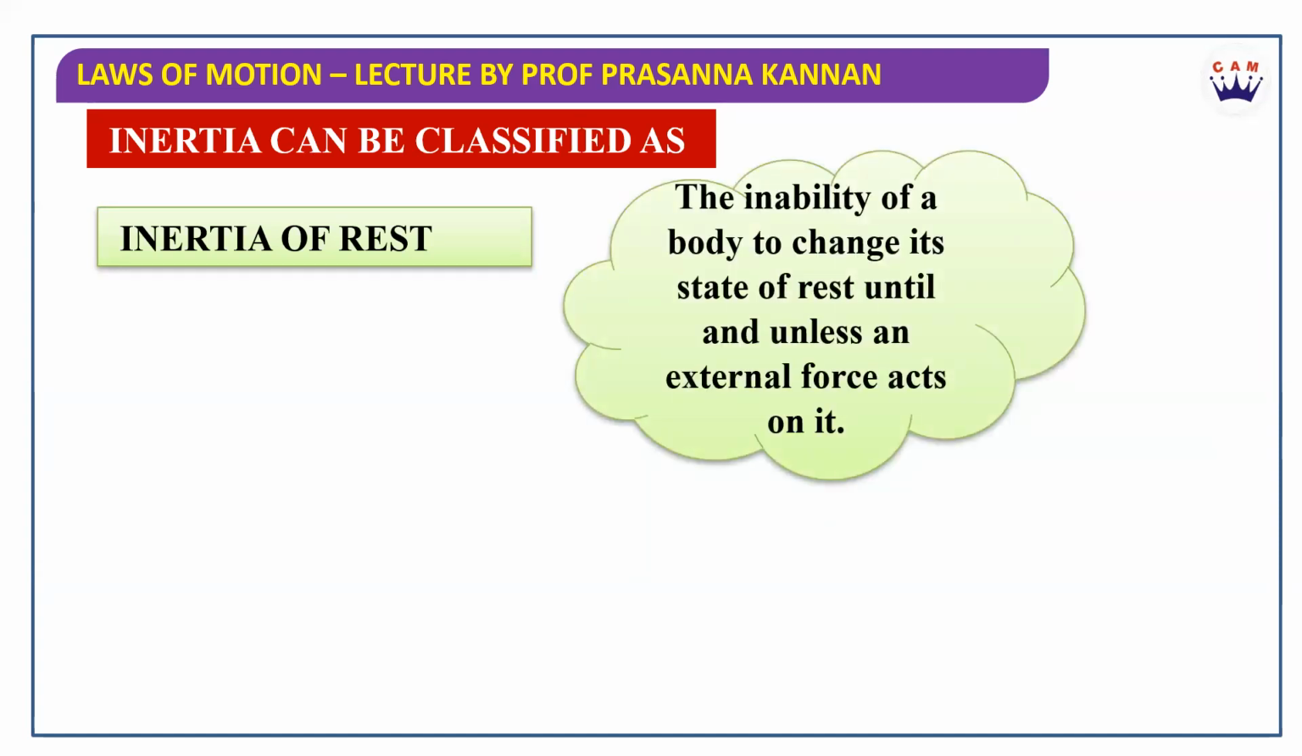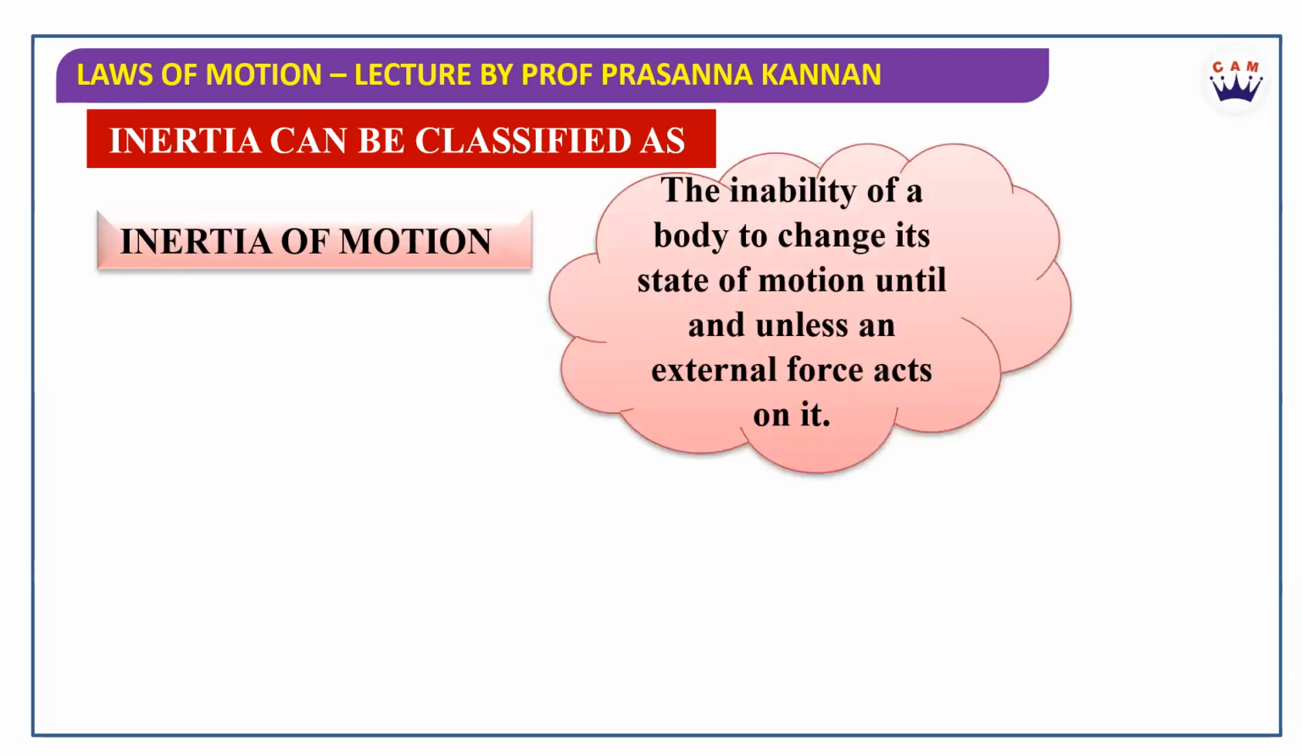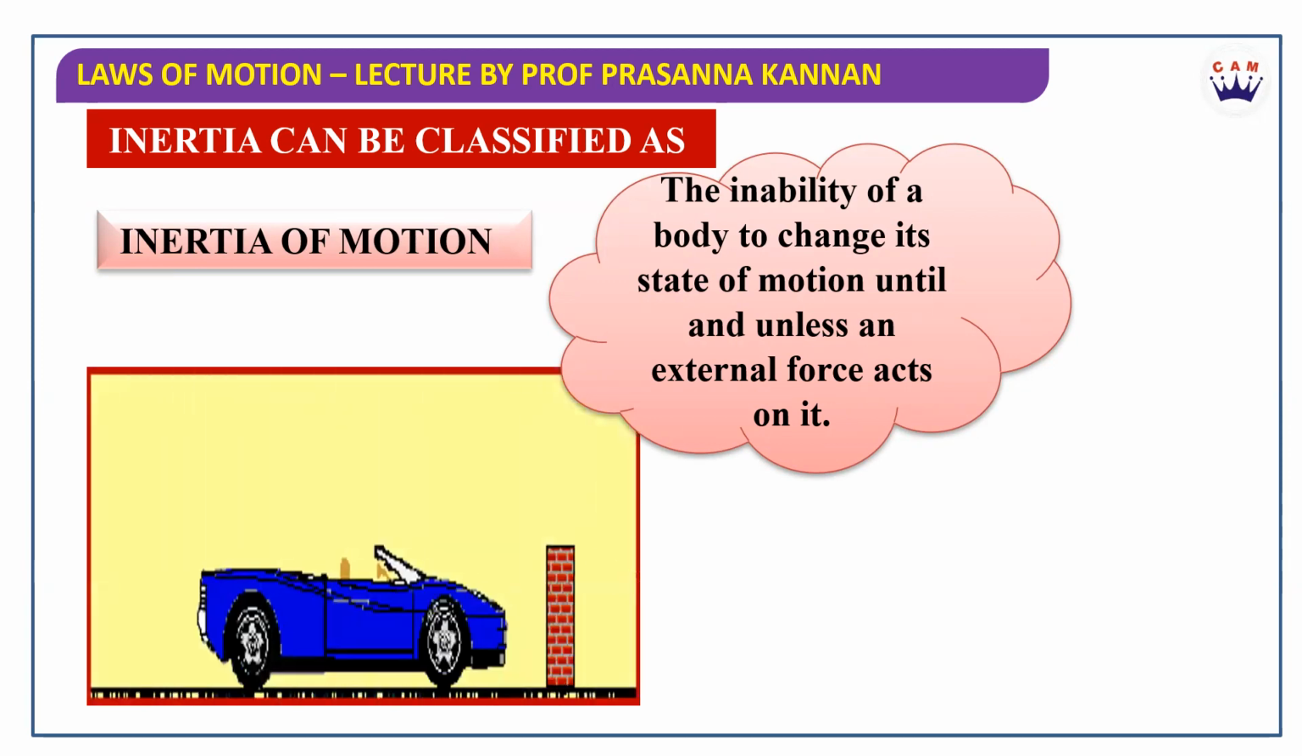The inability of the body to change from the position of rest is called inertia of rest. What is inertia of motion? The inability of the body to change by itself its velocity whenever it's in uniform motion, unless an external force acts on it, that's called inertia of motion. Similarly, inertia of direction.